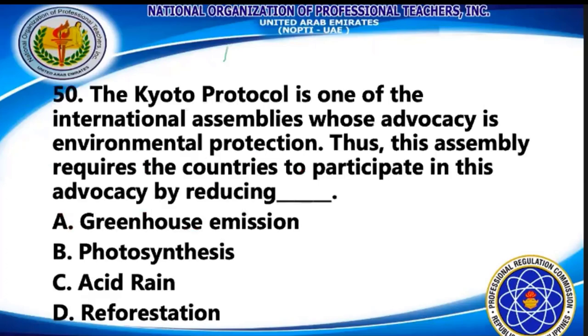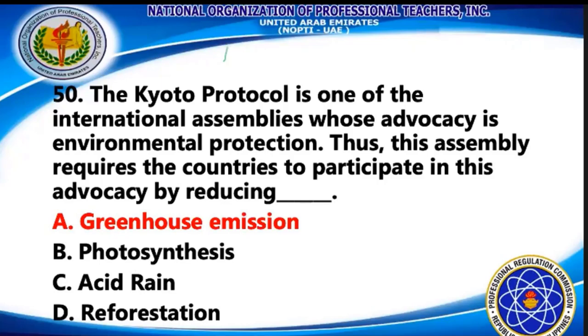The Kyoto Protocol is one of the international assemblies whose advocacy is environmental protection. Thus, this assembly requires the countries to participate in this advocacy by reducing, siyempre, hindi naman siya photosynthesis, di ba? Reforestation, hindi mo na kailangan i-reduce ang reforestation. Di ba? So, mamili ka sa greenhouse emission and acid rain. Pwede mo bang i-reduce ang acid rain? Pwede. But, more correct ang letter A, you need to reduce greenhouse emission.